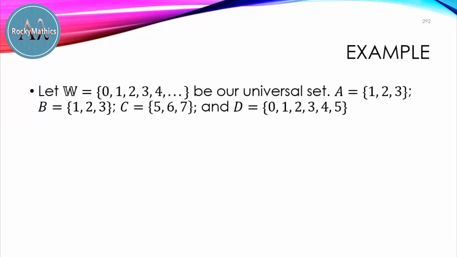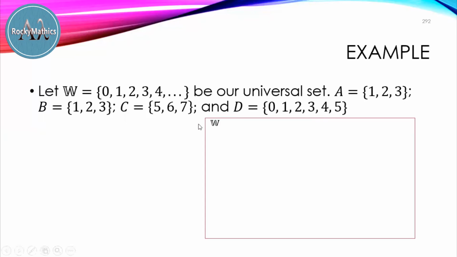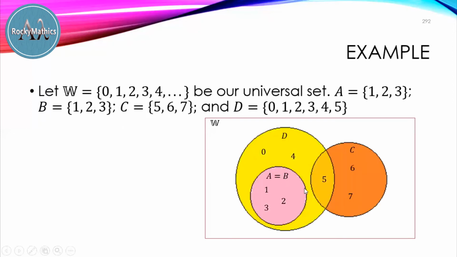Now, to give you a clear visualization of this example, we use a Venn diagram. We first draw a rectangle that represents the universal set, universal set W. Let's say the elements are 0, 1, 2, 3, 4, 5, 6, 7, and so on. Then using Venn diagrams to illustrate the sets A, B, C, and D, we have this one. The elements of set A, which is equal to set B, are 1, 2, and 3. Set C, 5, 6, and 7. Set D, 0, 1, 2, 3, 4, and 5.